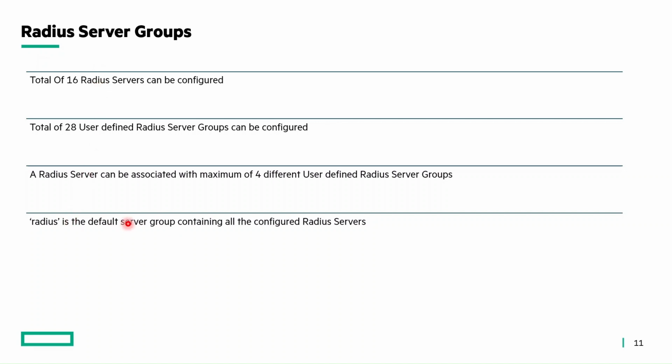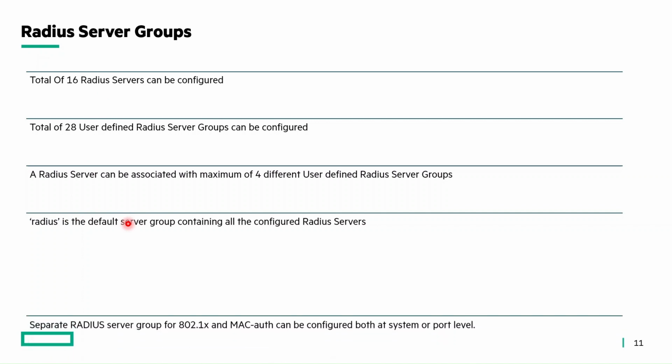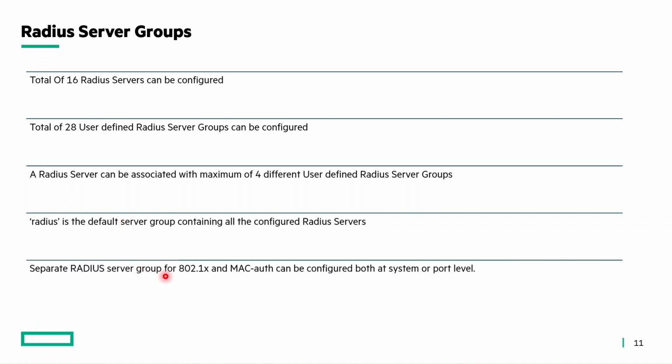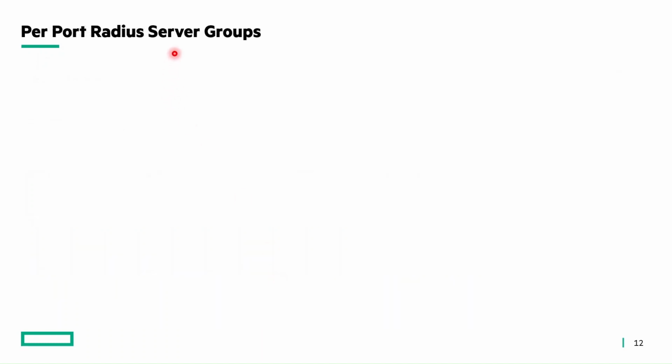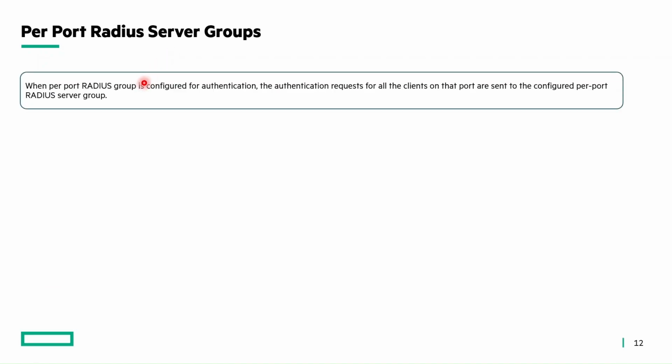As this enhancement comes in, we can configure the radius server group for .NX and Mac authentication both at system and then the port level. So we'll see about the new enhancement for port radius server group details. As we discussed, this radius server group assignment is per port. So all the clients' authentication requests on that port will go to the configured per port radius server group based on the authentication method.